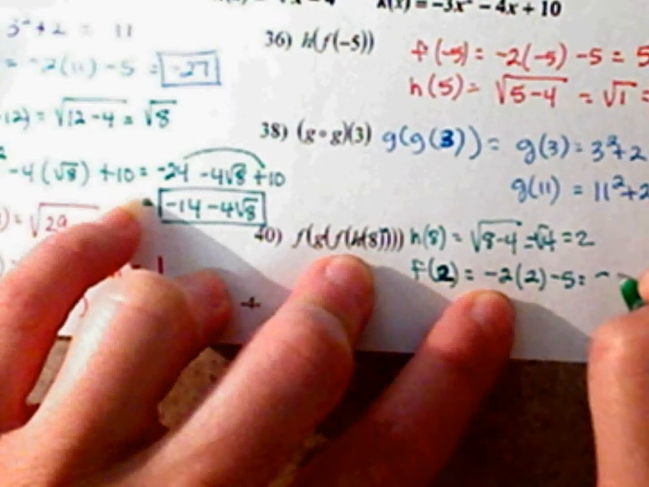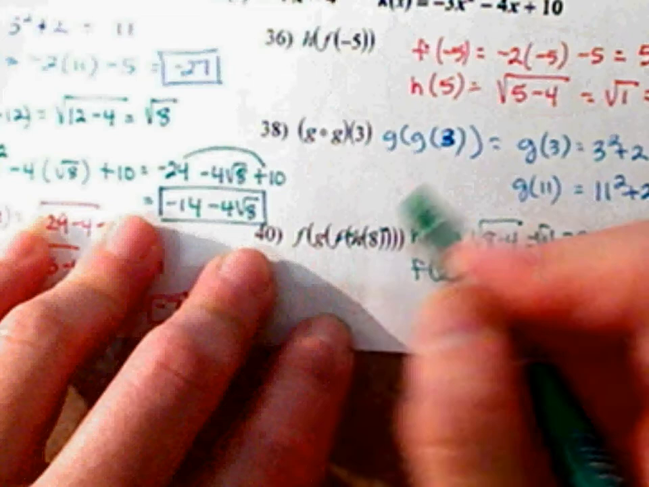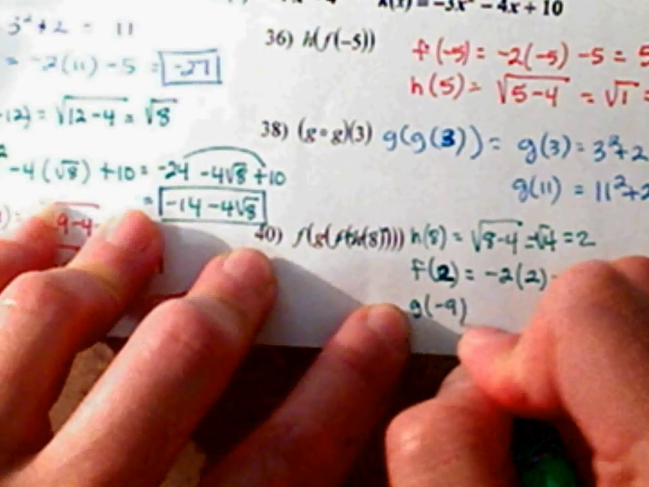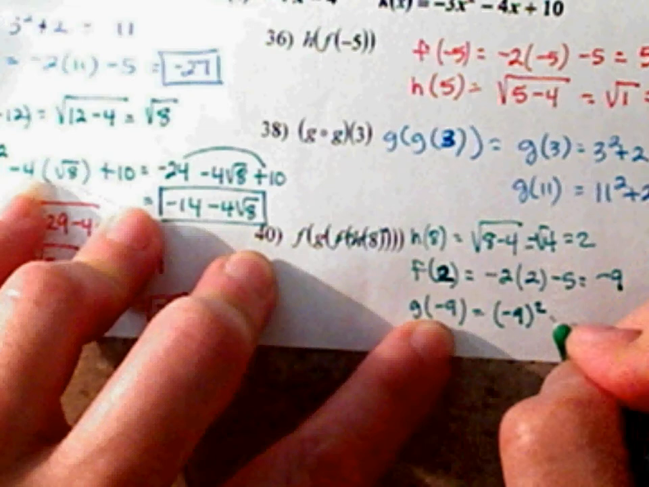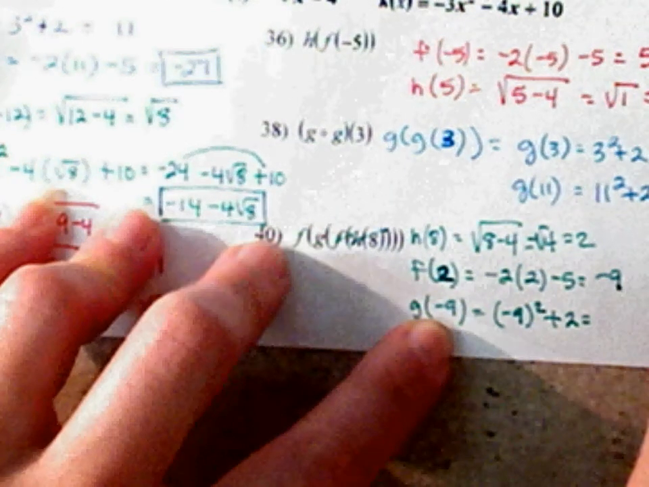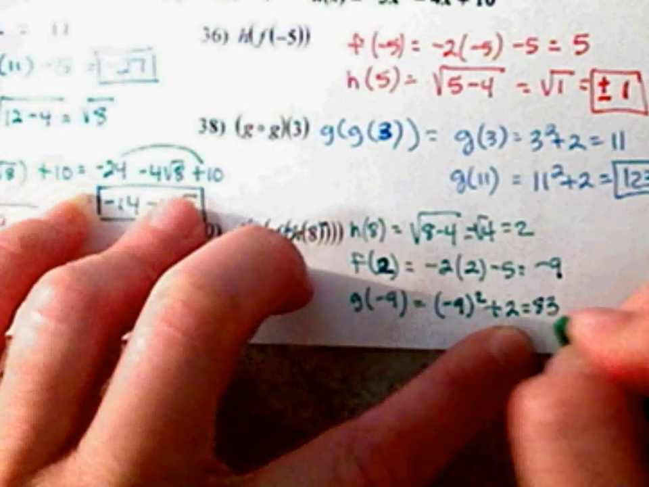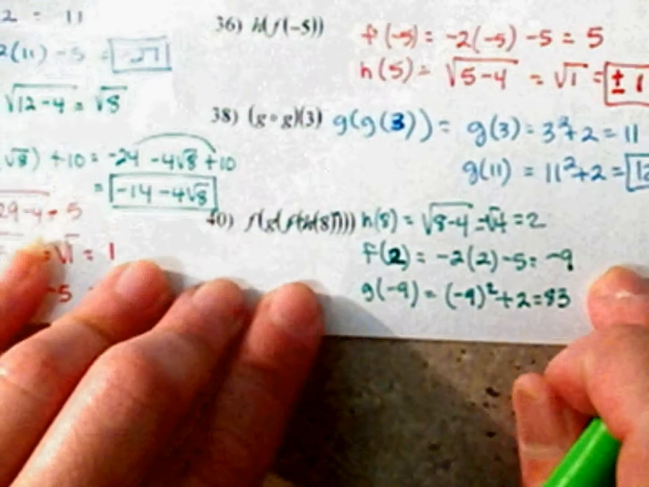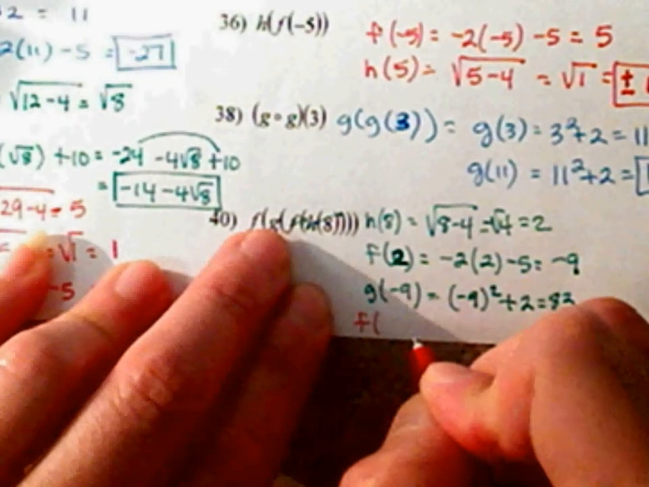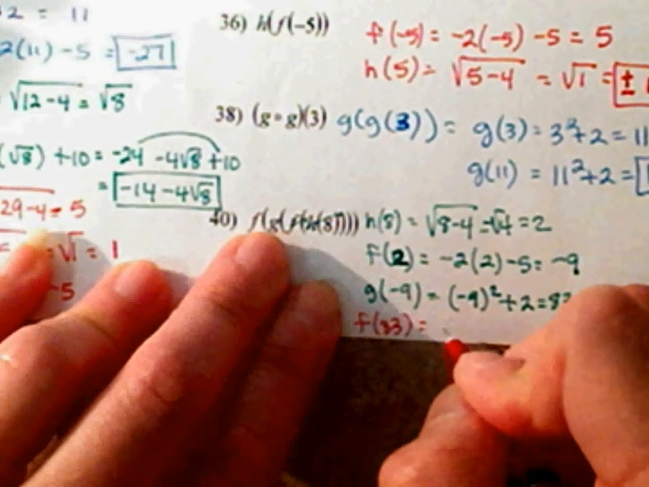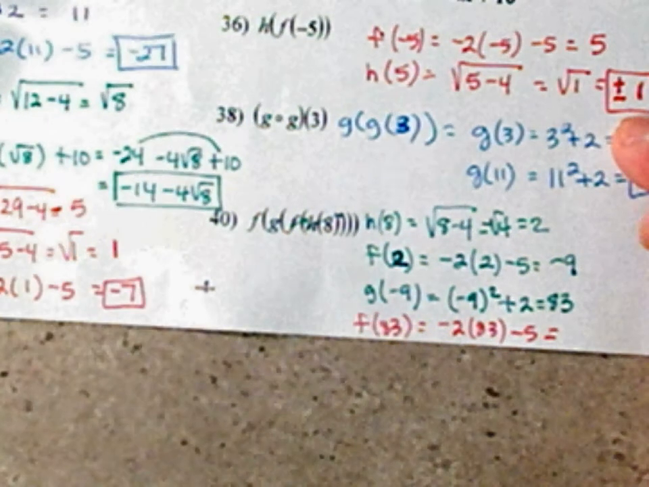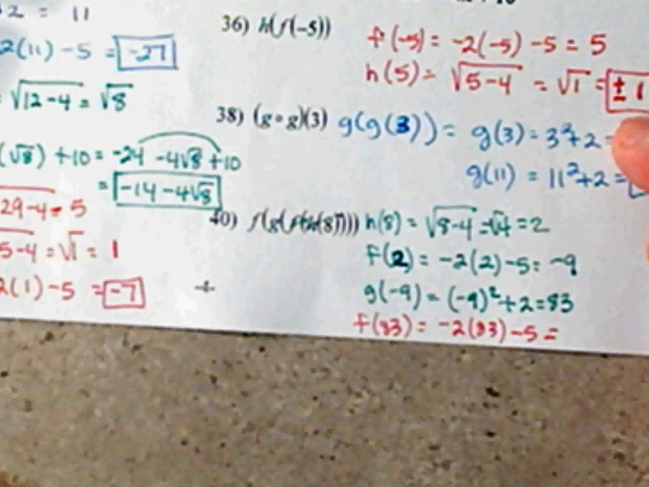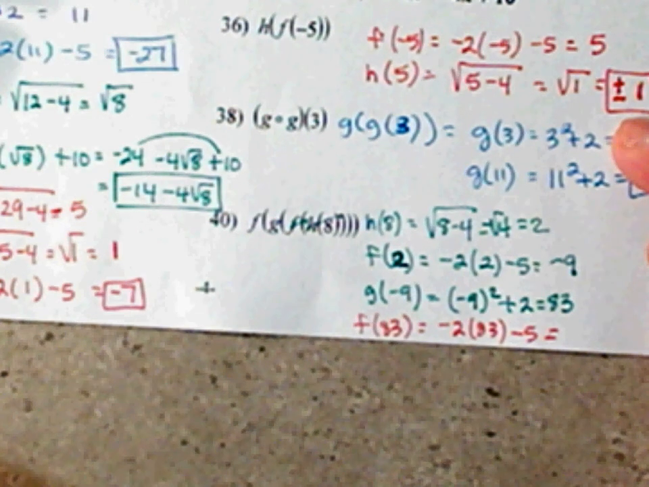And then I got the g of negative 9, and then where's my g? So that'll be negative 9 squared. Please put parentheses around it, plus 2. 81 plus 2 makes it 83. Ooh, let's see if I can finish this. Times your f. F is now 83, which comes out to be negative 2 times 83 minus 5. Okay? So you'll have, this one I'm going to type in. 83 minus 5, and that comes out to be negative 171.